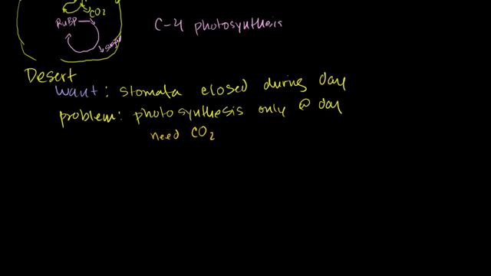So in CAM plants, and these are called CAM plants because I could tell you what it stands for. It stands for crassulacean acid metabolism, and that's because it was first observed in that species of plants, the crassulacean plant. But you could just call it CAM photosynthesis or CAM plants.